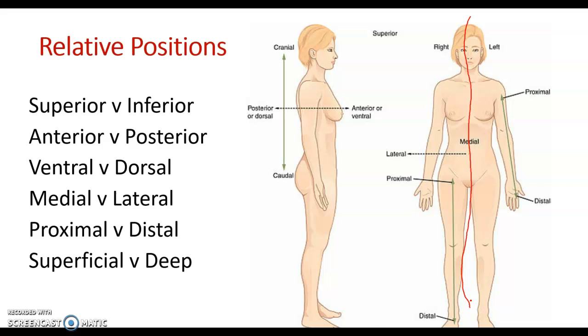Then we can describe something based on how deep it is within the body cavity. So that's superficial versus deep. Something that is superficial is close to the surface of the body, and something that is deep is well below the surface. So our skin, our integument, would be our most superficial organ, and the heart or the stomach would be considered a deep organ, deep within the body. You'll get some practice using these terms in our lecture outline for this week.